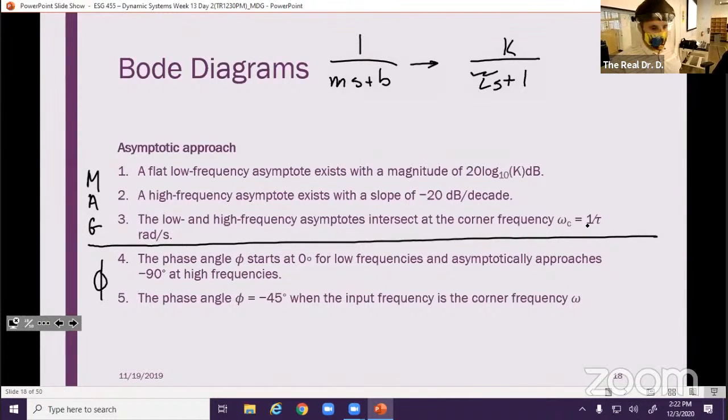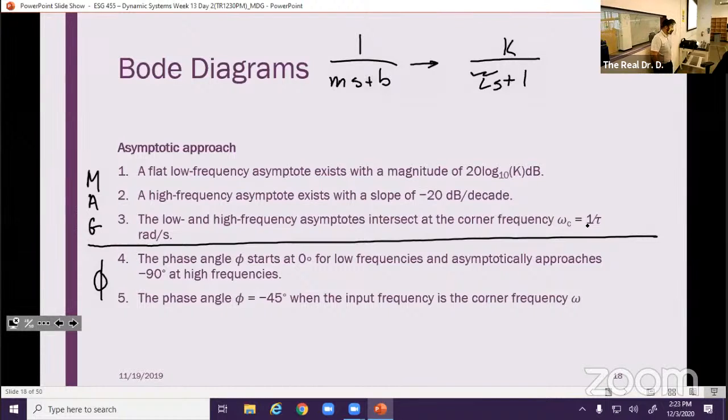and begins the rules for phase. So there are 3 things that we need to know to draw the magnitude asymptotes. You need to know the corner frequency, and you need to know the DC gain of the system, or really 2 things, because if you know those 2 things, then you know how to draw a line with a slope of minus 20 dB per decade. And we'll talk about what that means in a second.